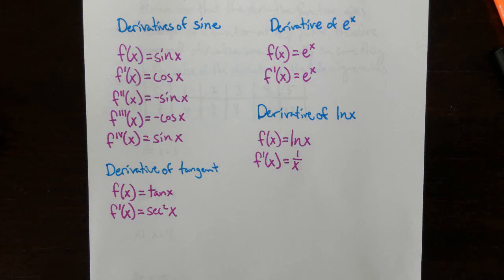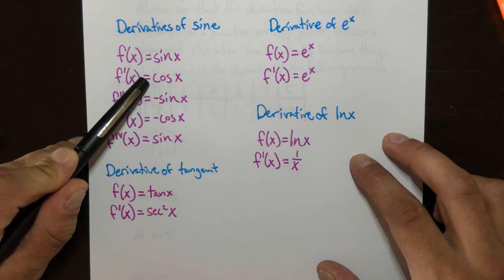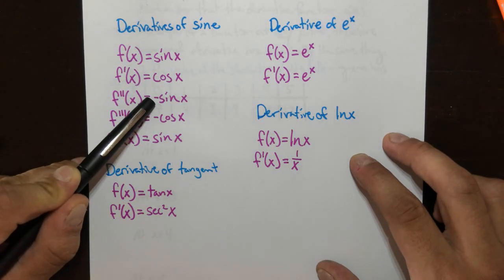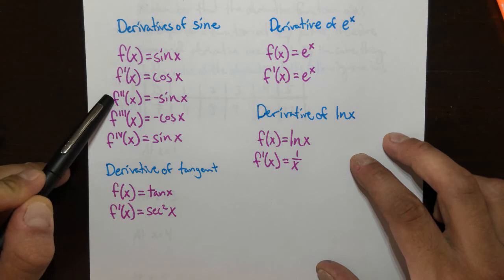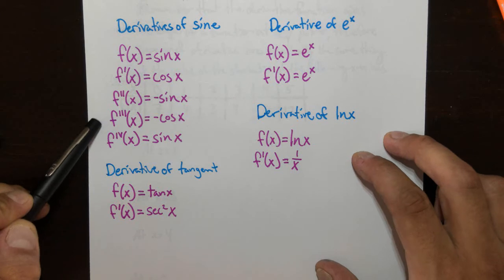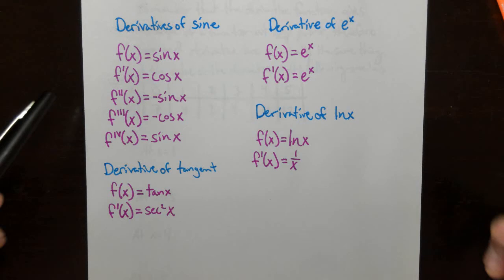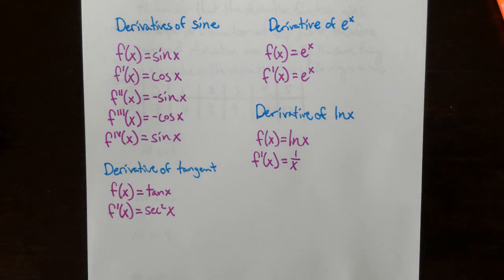So let's start with the trig functions. We're all familiar with sine, cosine, and tangent. Well, sine and cosine have a special relationship when it comes to derivatives, and that is the derivative of sine is cosine. And then the derivative of cosine is negative sine. The derivative of negative sine is negative cosine, and then the derivative of negative cosine is sine again. So it loops back around forever and ever. If you just keep taking derivative after derivative, you will get one of those four.